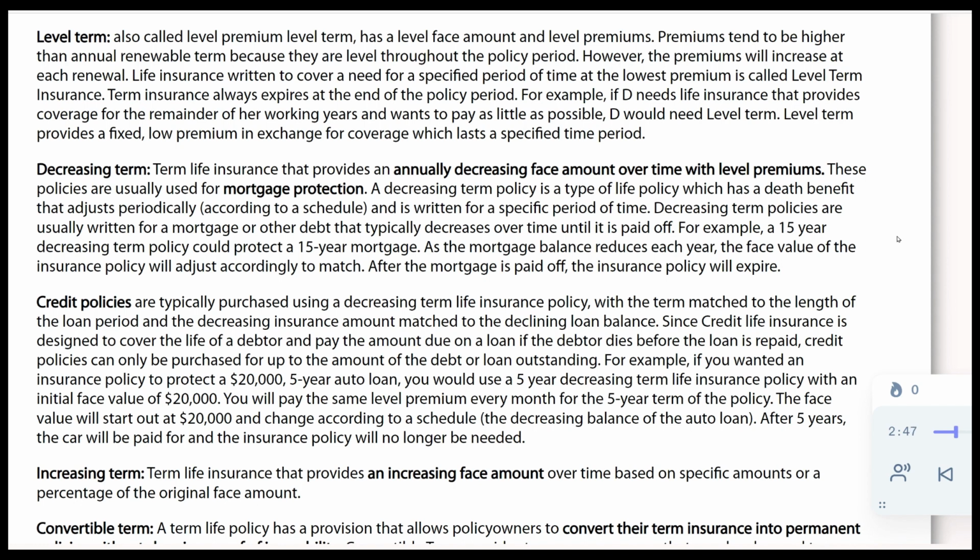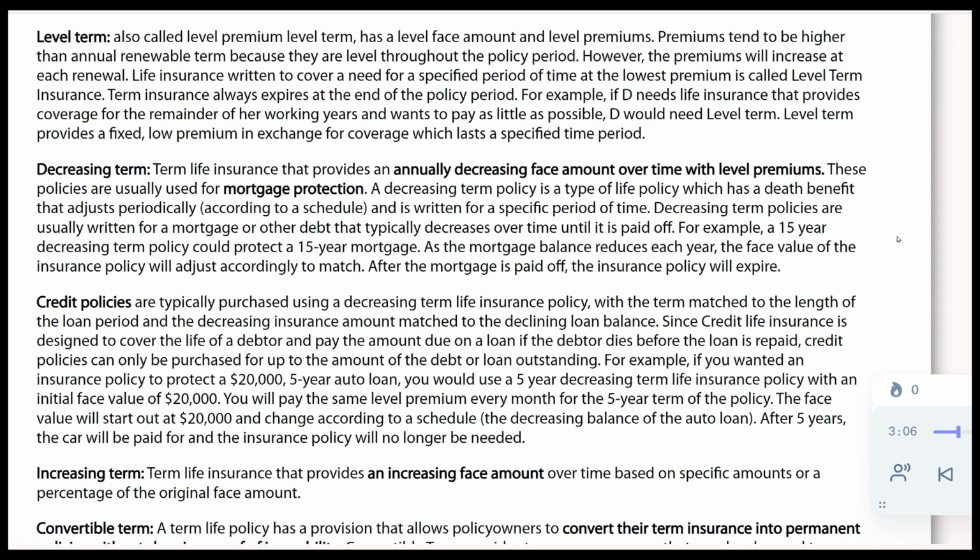Decreasing term policies are usually written for a mortgage or other debt that typically decreases over time until it is paid off. For example, a 15-year decreasing term policy could protect a September 15, 2023 mortgage. As the mortgage balance reduces each year, the face value of the insurance policy will adjust accordingly to match. After the mortgage is paid off, the insurance policy will expire.